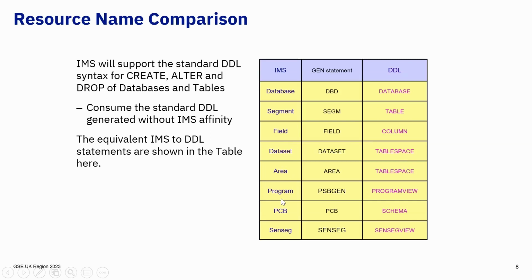And then PSBs are coded with the PSBGEN macro. In DDL, we call them program views, right? Because that's what they are. It's views of what the program is using for those databases. The PCBs within a PSB, we call them schemas. And the sensitive segments within the PCB are coded using SENSEG macros. In DDL, we call them senseg views, right? So that's a nice little chart that sort of correlates what the resource is called in IMS and what we'll be calling it in DDL.